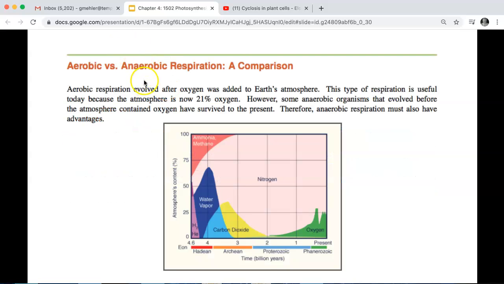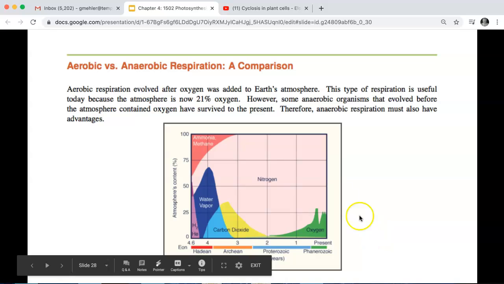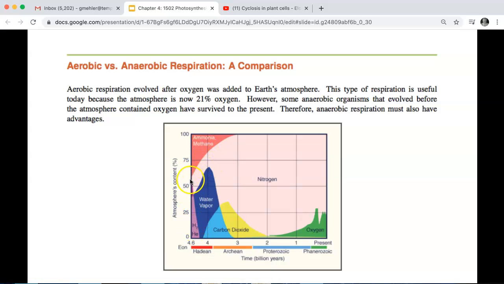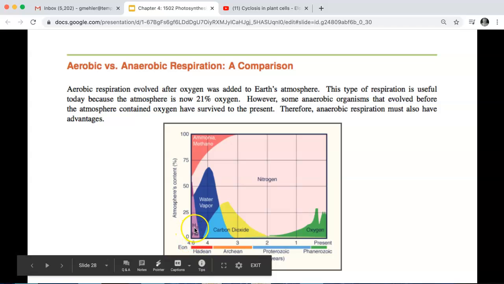This is an interesting diagram because this is the history of our Earth. Now I'm going to explain this a little bit. So the Earth is about 4.6 billion years old. Here is present day Earth. This is our atmosphere's composition. So in the beginning, way back here, our atmosphere was only hydrogen, helium, ammonia, and methane, a little bit of nitrogen in there. But watch what happens over time as we move from left to right.